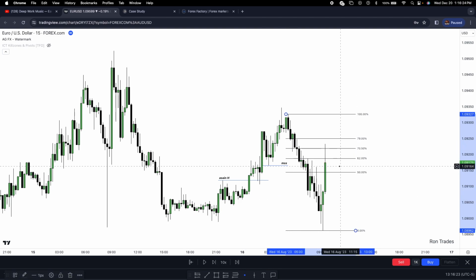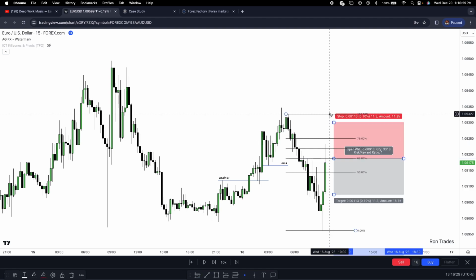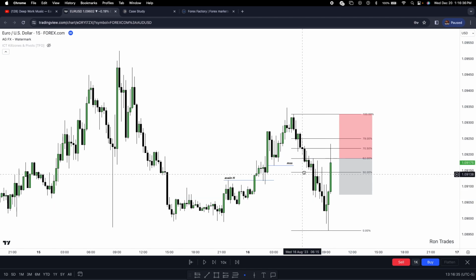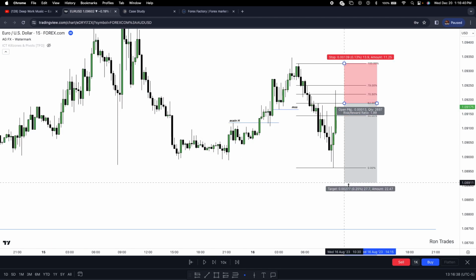And boom. So right here, we get filled at the 62 level. Once again, I do take 62 only. I don't need the best entry. Stop goes at the 1 level. And we simply target a 1 to 2 or a 1 to 3. Let's go for a simple 1 to 2 here.